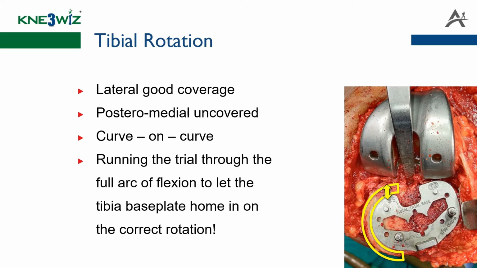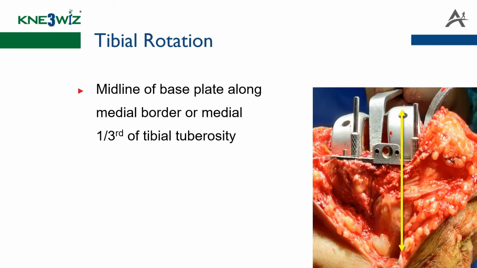Tibial base plate rotations are normally based on the following anatomic considerations: a good lateral coverage, posteromedial bone uncovered, matching the curve of the tibia base plate with the curve of the medial tibial condyle. Kinematically, running the non-fixed trials through a full arc of flexion lets the tibial base plate home in on the correct rotation. Normally, the midline of the base plate is aligned along the medial border or the medial one-third of tibial tuberosity.